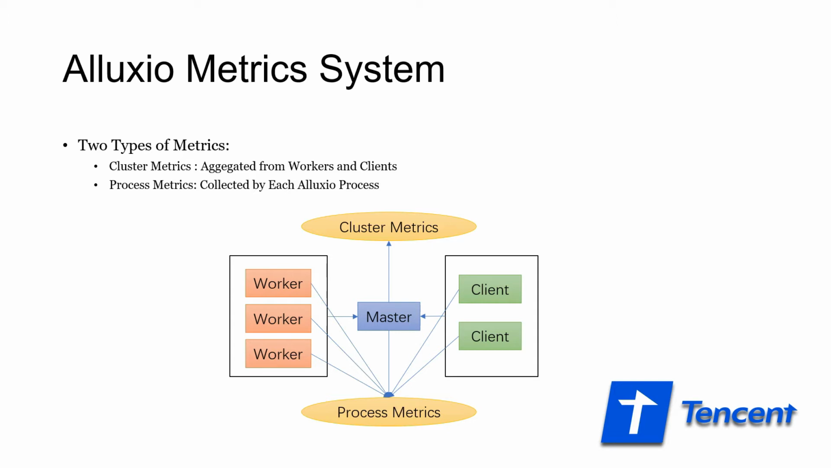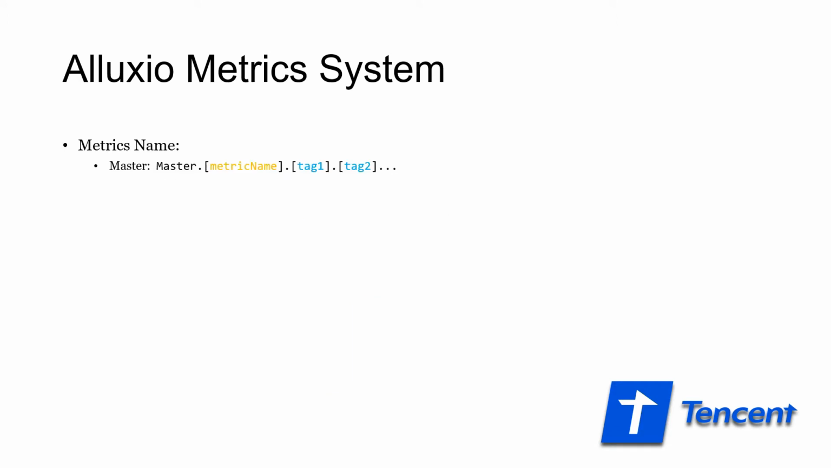Because we will use these metrics to set up our monitoring, it's important to figure out how these metrics are named. In general, metrics of Alluxio follow two name patterns. The first is for the master metrics. A master metric consists of master, the metric name, and some tags. This is an example of this type: get file information operations. There are no tags here, so the tags are optional.